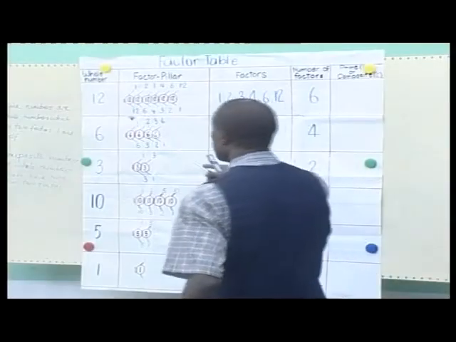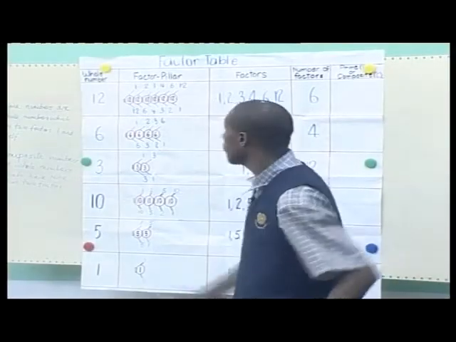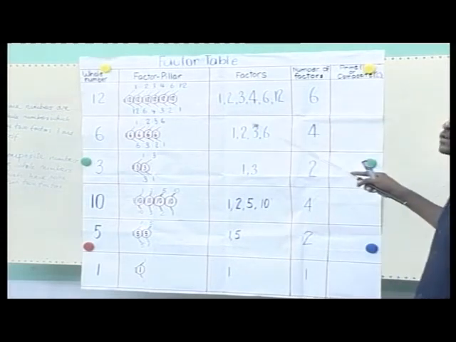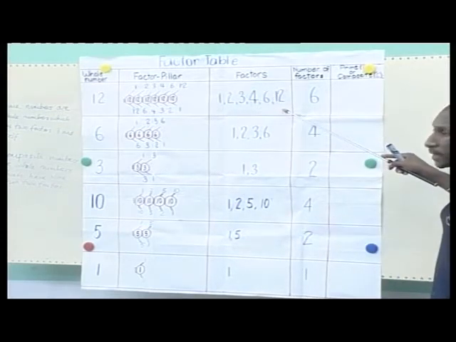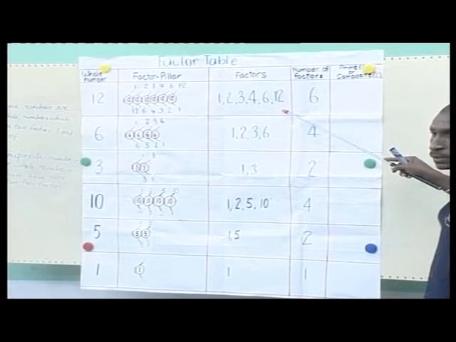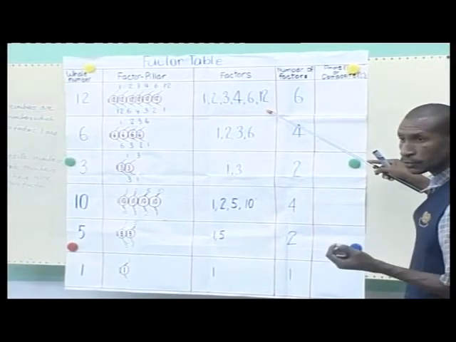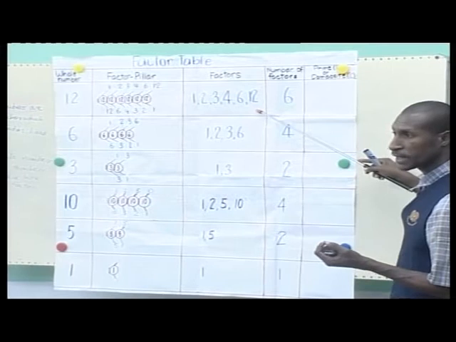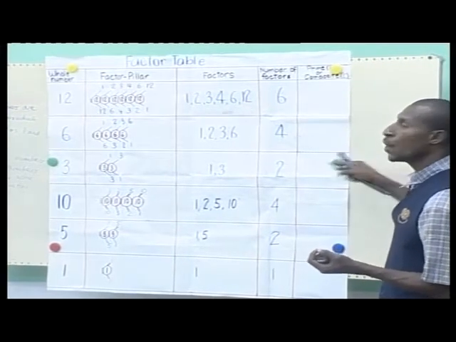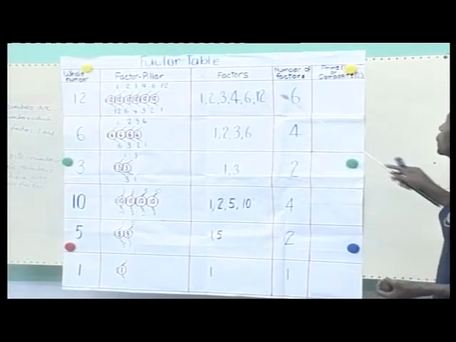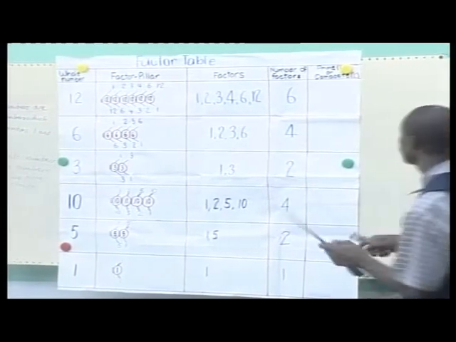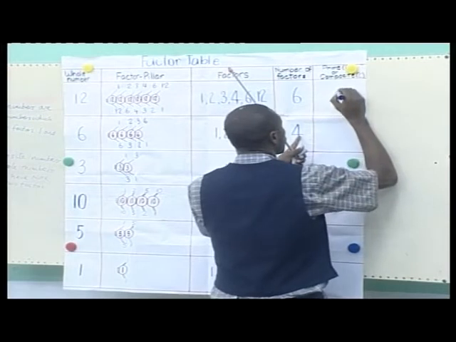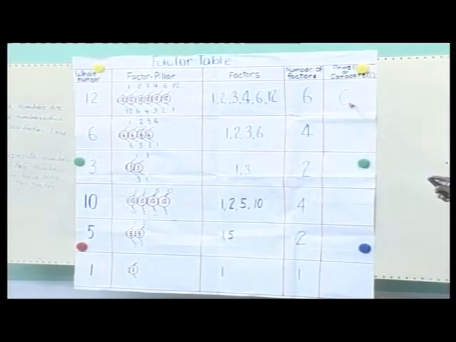Okay, let's have our friend here. Because it has more than 2 factors. Okay, whole number 12 has more than 2 factors. You can see from the factor table here. How many factors does whole number 12 have? 6 factors. So is it more than 2 factors? Yes. Therefore, whole number 12 is a composite number. Class, C stands for composite.